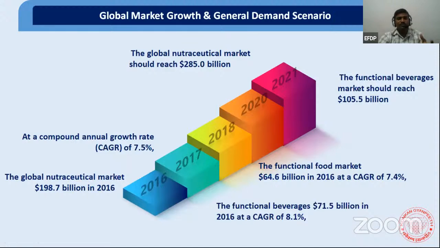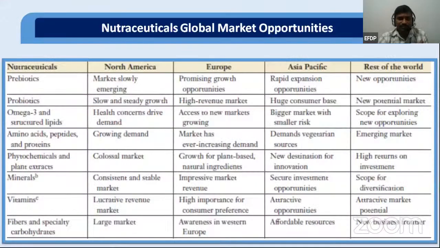So we have lots of opportunity in the nutraceutical market, and academia can play an important role. Here is the example I'm giving you. The market opportunity for global probiotics is increasing, particularly in North America and the rest of the world, a new opportunity. One example I can give you from this slide is sea buckthorn oil. This oil is available on the K2 plateau, particularly in Tibet, where the plant is available in ample amounts, and one company deals specifically with sea buckthorn oil only.